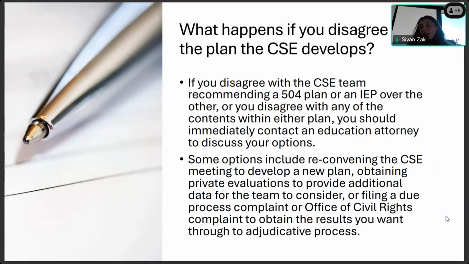The Office of Civil Rights is a more federal investigative office, so they'll investigate your claims. They may meet with you, but it is a very lengthy process. It takes quite some time for them to get back. So we always try, especially with 504 plans, to resolve the situation with the school district before we have to file any sort of complaint on those.